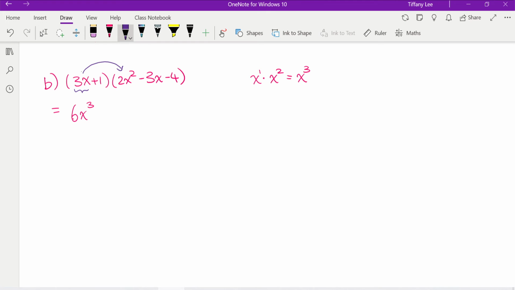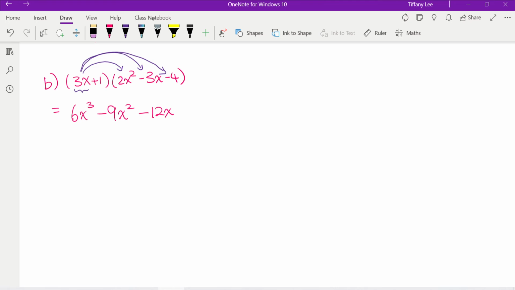Okay, let's continue. We have 3x times negative 3x. That's going to be negative 3 times 3 is 9. X times x is x squared. Once again, exponent laws, x to the power of 1 times x to the power of 1. You can add your exponents, so it's x to the power of 2. Let's continue. 3x times negative 4. That's going to be negative 3 times 4 is 12, and then 12x.